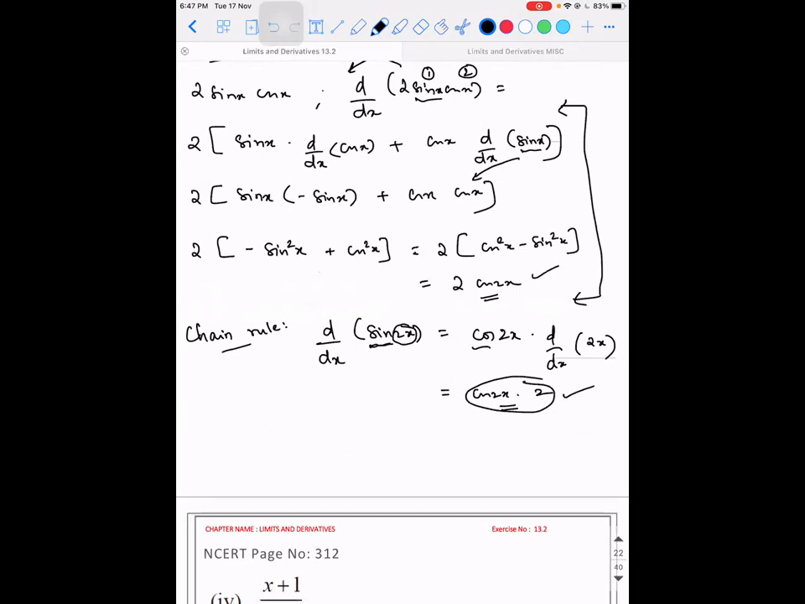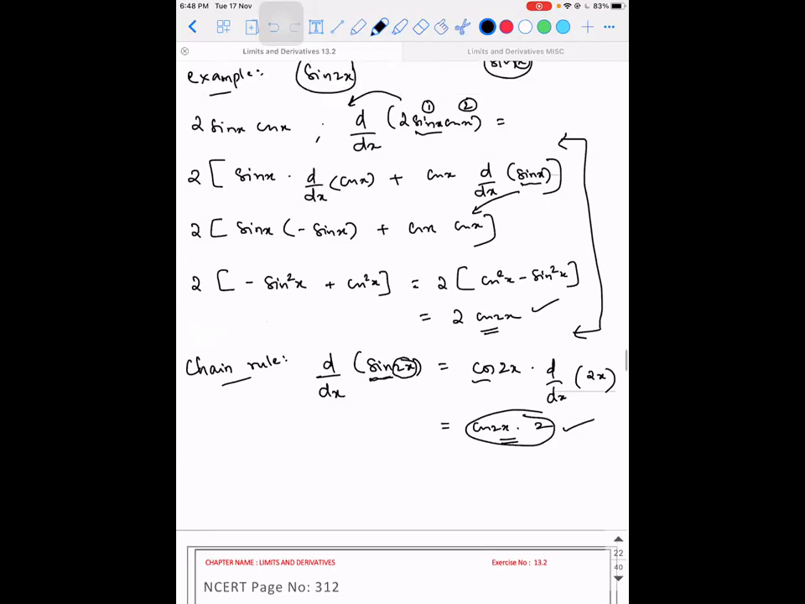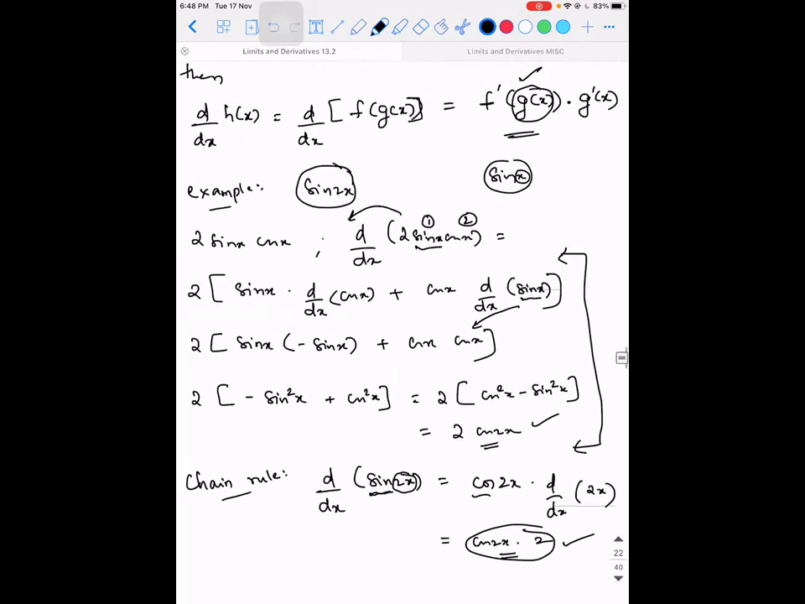Are you able to understand the number of steps you can actually save? And this is not a shortcut that I'm teaching. This is an existing rule. This chain rule is a part of your curriculum only. It's not a shortcut. It is 2 cos 2x. Please make a note of this. I'll give you some more examples so that we can do a few more problems. Could you show the formula again, sir? Yeah, make a note.